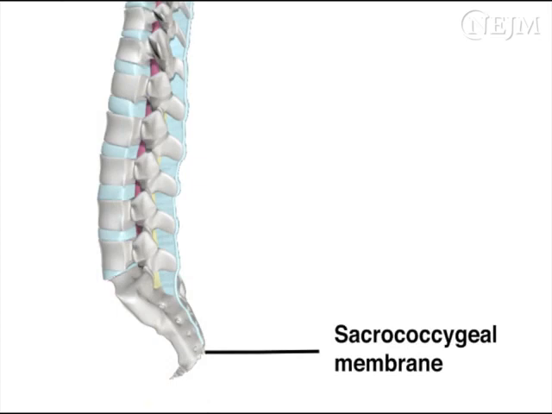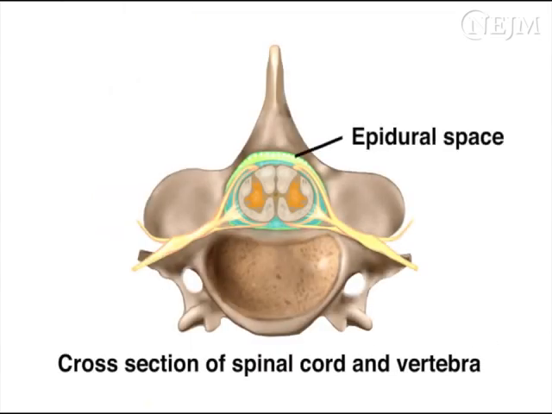by the sacrococcygeal membrane. The epidural space contains fat, lymphatics, veins, and the nerve roots that traverse it. There is no free fluid in the epidural space.